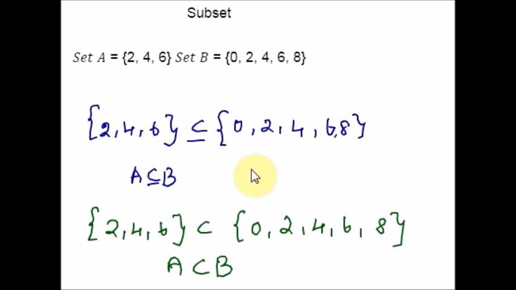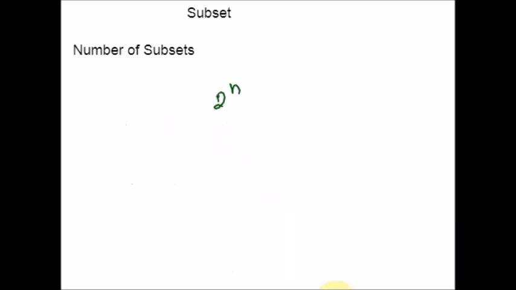Okay, now let us see the number of subsets. The number of distinct subsets of a set containing n elements is given by the formula 2 raised to n. The number of proper subsets also has a formula. Let me give you that. The number of distinct proper subsets of a set containing n elements is given by 2 raised to n minus 1. So there is a slight difference between the formulas for finding the number of subsets and the number of proper subsets. Hope you're clear with these two.